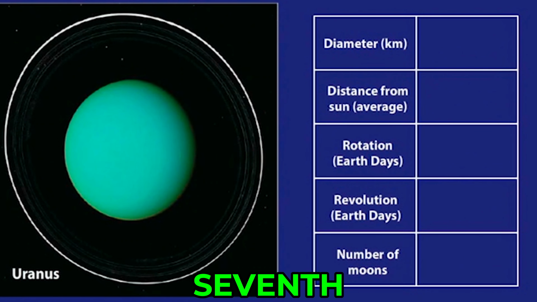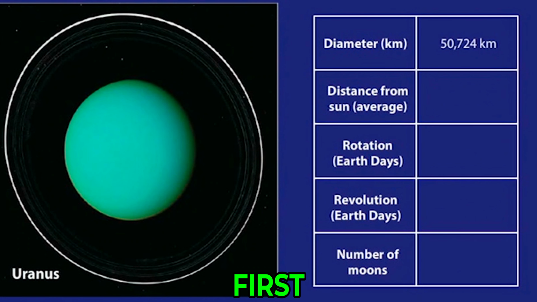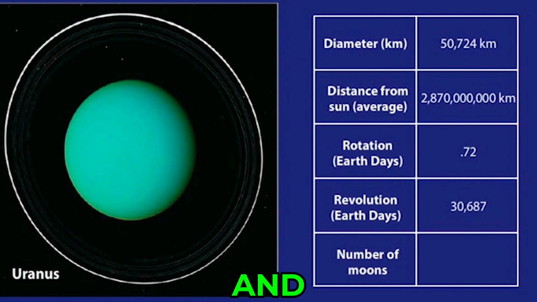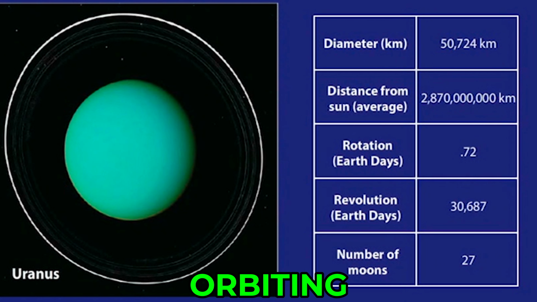Uranus, the seventh planet from the Sun, is the first planet to be discovered with the use of a telescope. Its cloudy atmosphere is primarily made of helium and hydrogen, but also has higher concentrations of frozen ammonia, water, and methane. Uranus is sometimes referred to as an ice giant. This planet has 2 sets of rings and 27 known orbiting moons.